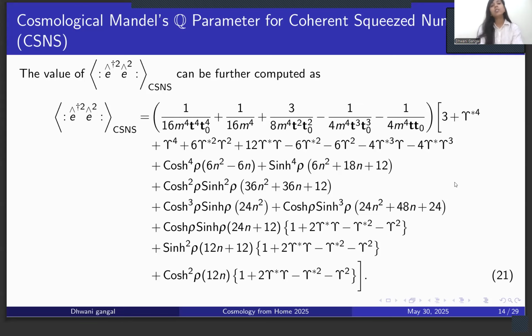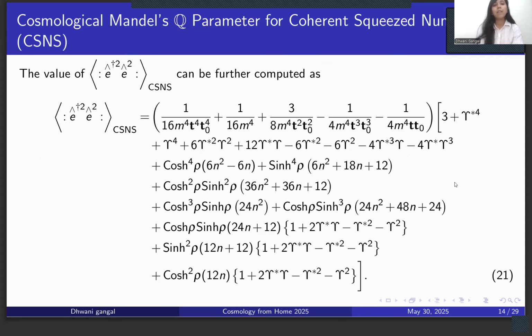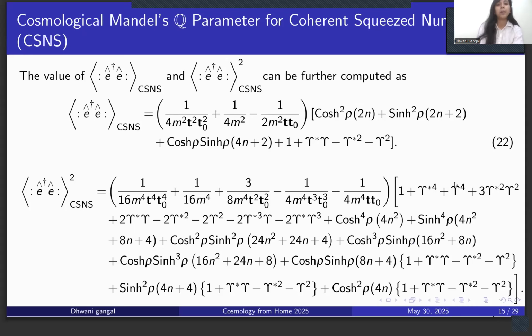So in our equation we need E dagger squared E squared to compute the values of these three parameters. Firstly, I have computed this E dagger squared E squared for the coherent squeezed number state. Here we get this big equation, and in this I'm using the coherent parameter, squeezing parameter and number parameter.